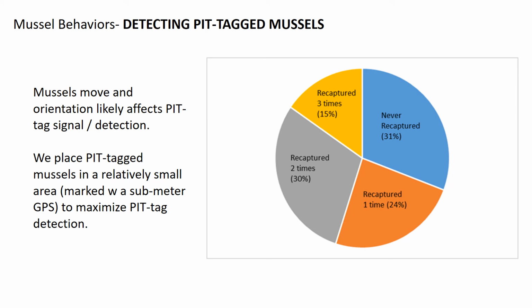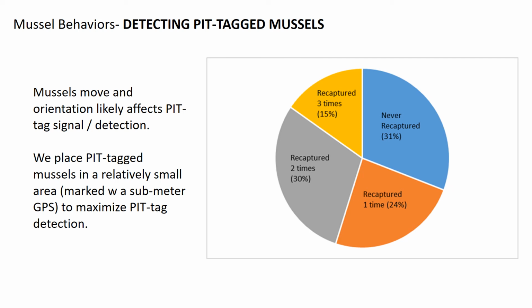Detecting pit tagged mussels is much harder than we expected. We believe that the issue is that mussels do move, and the orientation of the pit tag on the mussel as it moves changes, and as that orientation moves, our ability to detect it might increase or decrease.